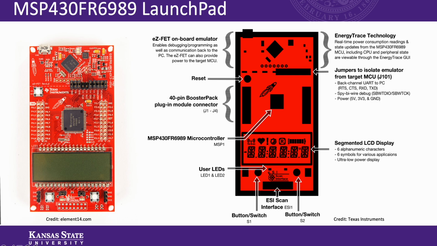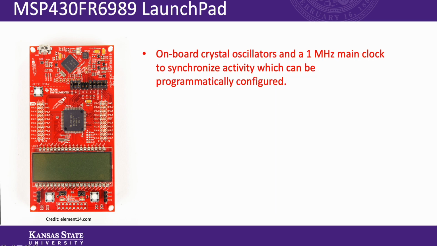In the middle of the board, at both left and right, are the connectors for the booster pack, which expands the board's functionality. The board also features an LCD display, and below that are two LEDs and two push buttons. The board features crystal oscillators and a 1 megahertz main clock that synchronizes activity. The clock frequency can be programmatically configured to whatever you want, within reason. Not too high, I guess, lower.